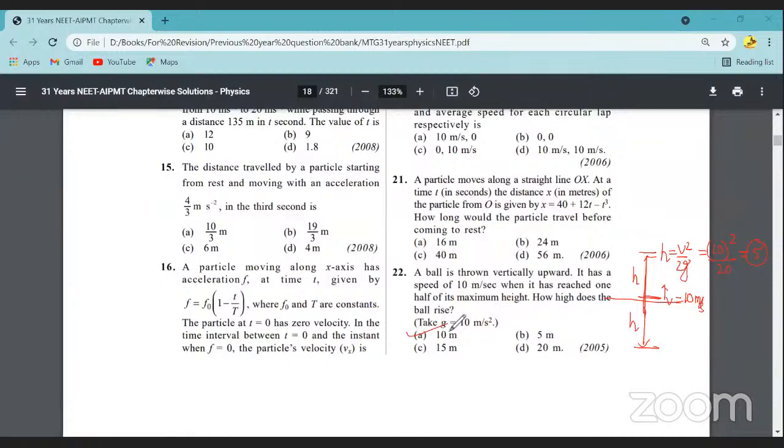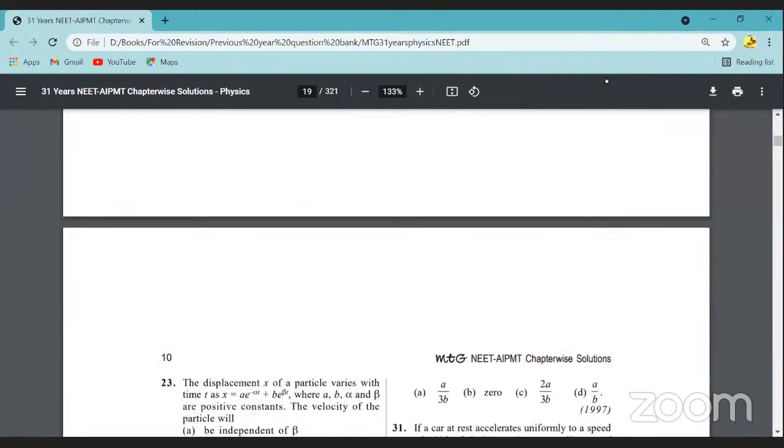ठीक है? Is this clear? Yes, sir. Let's go to the next one. अच्छा, why am I not hearing sound from anyone else? Only 2-3 people in the class are talking.